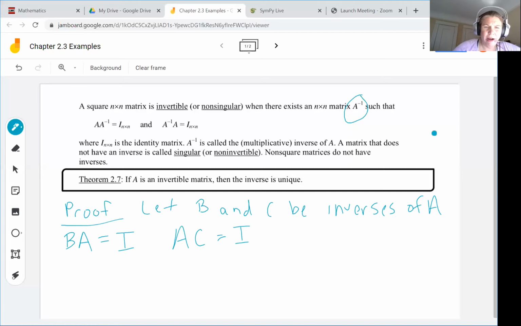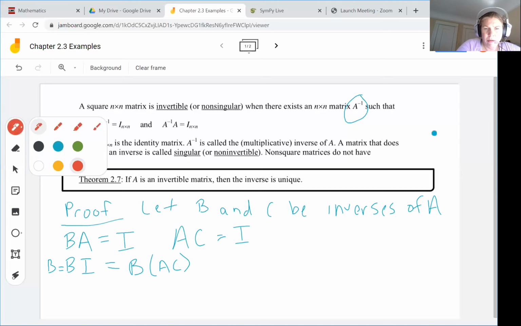So then we could say, all right, well, matrix B is B times the identity, right? The matrix times the identity matrix of its same dimension as itself. And then we could replace the identity matrix with AC based on this calculation right here. So we're setting this in right here.